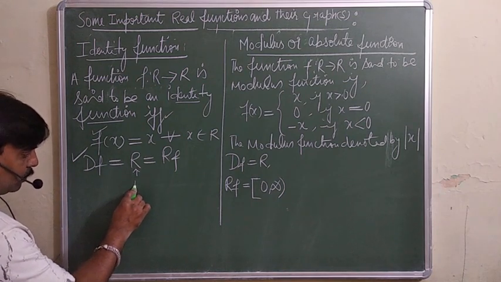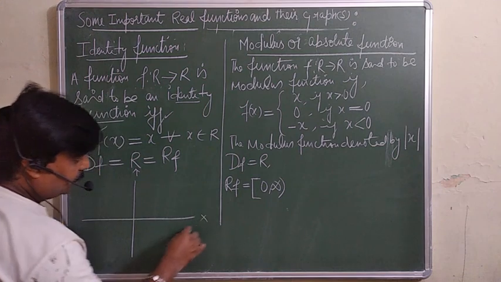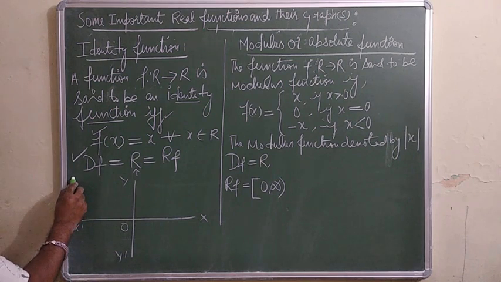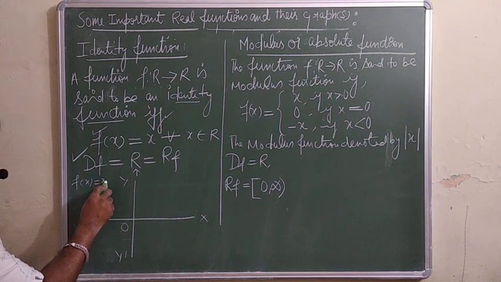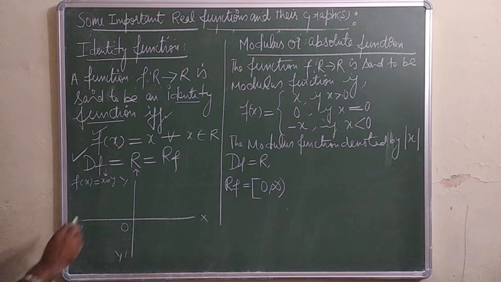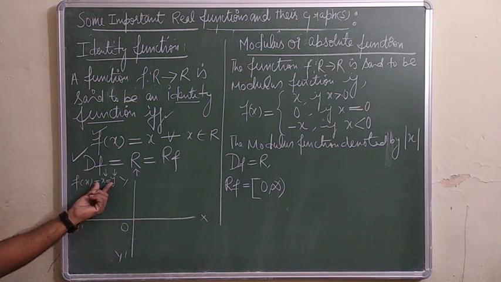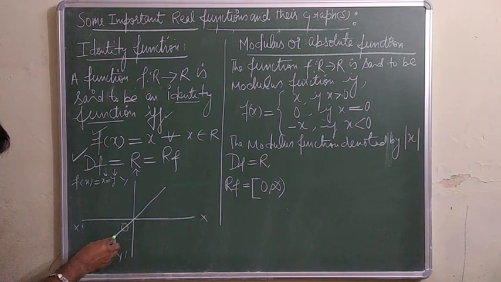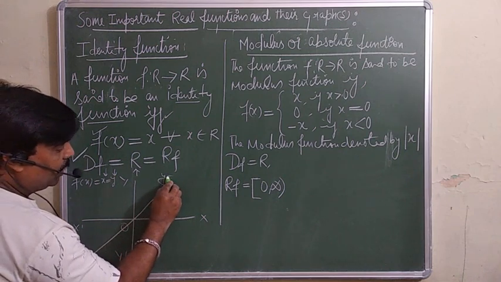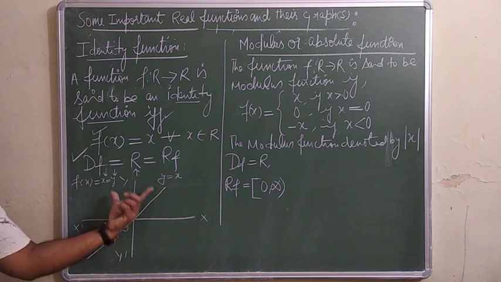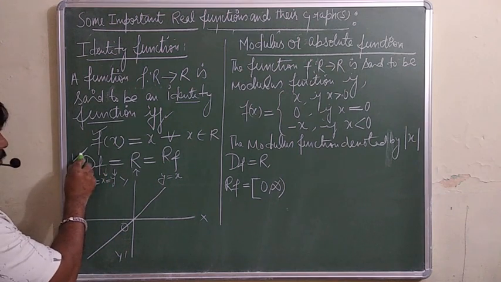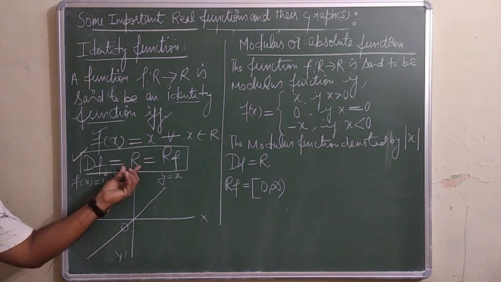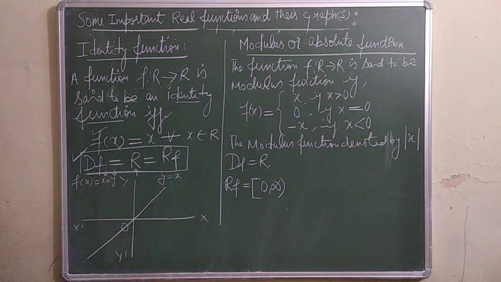If we draw the graph for this one, suppose x'x and y'y. Your function is f(x) = x, that is y = x. So whatever value of x you put, you will get the same value here. If you draw the graph of this one, it will pass through the origin and be a straight line, y = x. So this is the identity function. With the help of the domain and range we can understand that the function is the identity. If the domain and range are all the real numbers, that is an identity function.